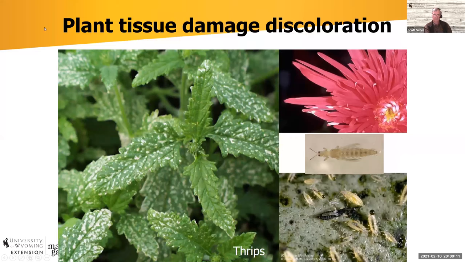So, plant tissue damage, discoloration. Thrips scrape on the plant surface and then suck up the juices. Because they're tiny, you don't often see them actually causing the damage. You're more likely to see the aftermath, whether it's on the plant leaf tissue or on the flower petals. The other thing that you'll see as a result of thrips feeding is a black tarry-like substance. Their frass is left behind on the leaf.